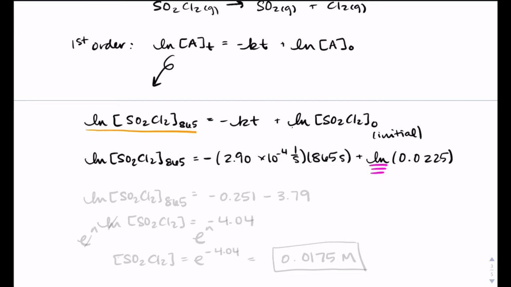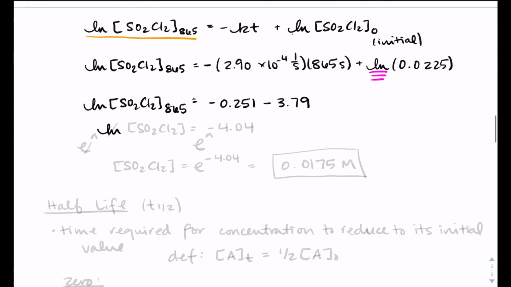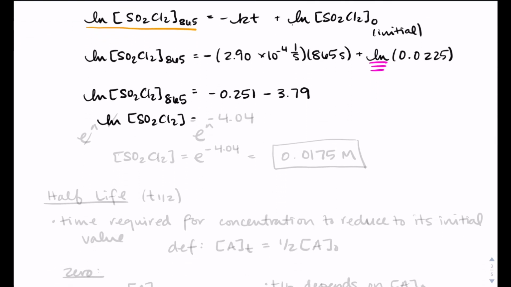If I want to get something out of a natural log, the way I do that is raising both sides to the power of e. So e to the natural log of the concentration of SO2Cl2 is equal to the concentration of SO2Cl2, and e to the negative 4.04 will just give me a number. e to the negative 4.04 is 0.0175 molar. So the concentration of SO2Cl2 at 865 seconds is 0.0175 molar.